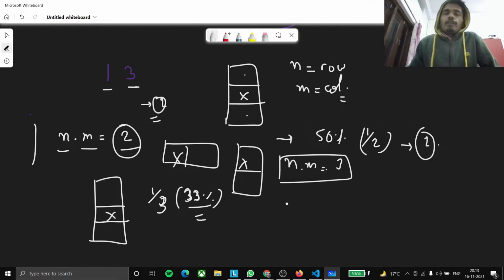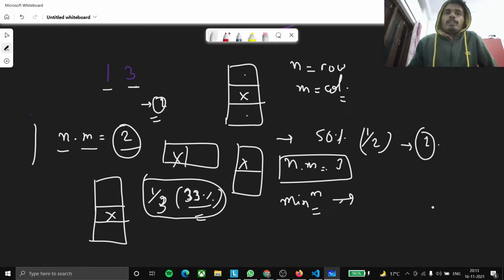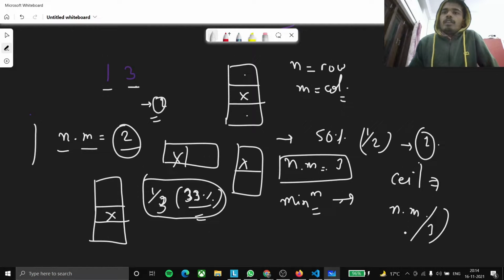So in the question, we have to minimize the cells that he paints blue. So how to minimize this? We can minimize this by minimizing this part. So how to minimize this part? This part can be minimized if we take the ceil division of n into m upon 3. Let me tell you how I'm saying this.